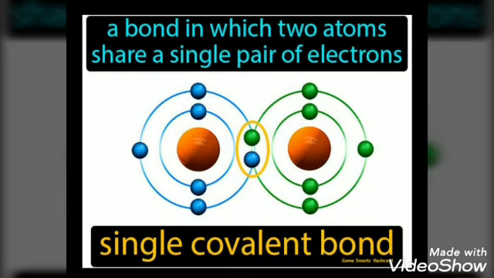A single bond is formed by the sharing of one pair of electrons between two atoms. Now, one pair of electrons means 2 electrons. So, we can say that a single covalent bond is formed by the sharing of 2 electrons between two atoms, each atom contributing 1 electron for the sharing. A single covalent bond is denoted by putting a short line between two atoms.